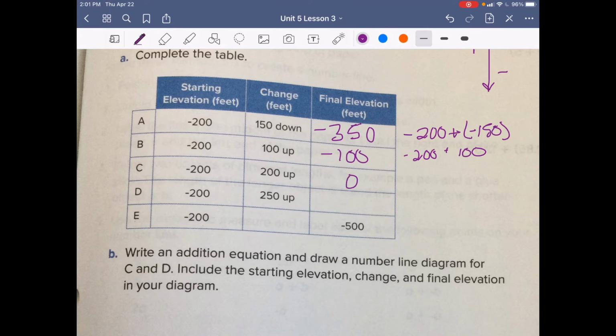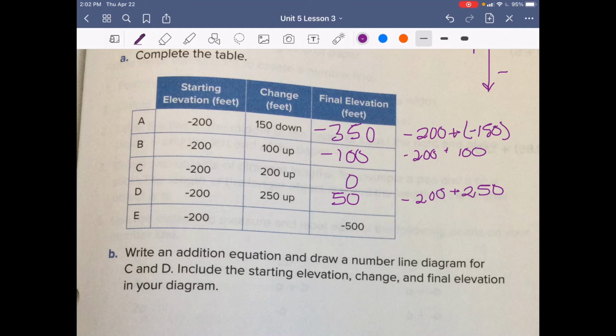Then we have negative 200 and 250 feet up. So up is a positive change. So we have negative 200 plus 250. And again, we can just find the difference here. The difference between 200 and 250 is 50. Which number is the larger number? Yeah, the 250. So we're going to keep the sign of the 250, which is a positive number.